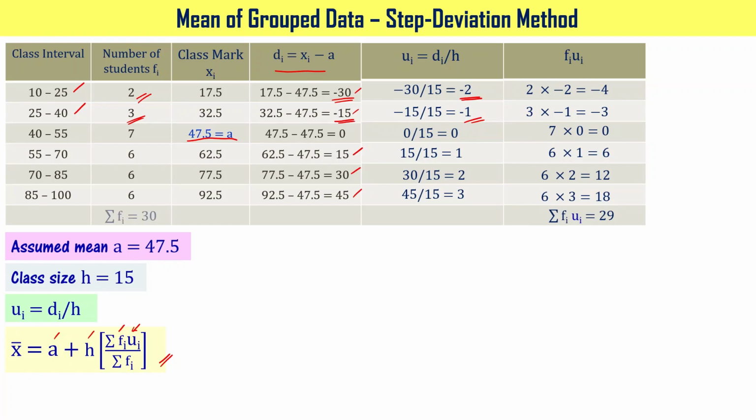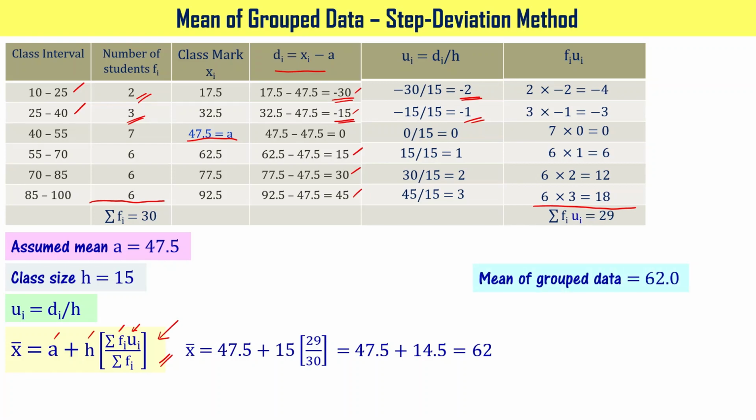And we know sigma fi is 30, right? Sigma fi is 30 and sigma fi ui is 29. So we now know the values for all the variables A, h, sigma fi ui and sigma fi in the formula. Let's substitute that and simplify so that you get x bar as 62. The mean of the group data is 62. Even in this method you get the same value, right?